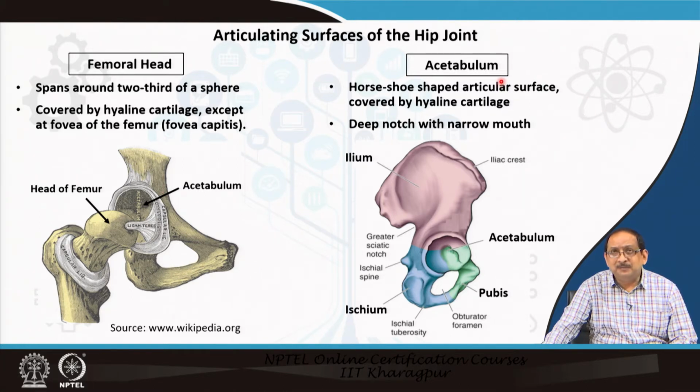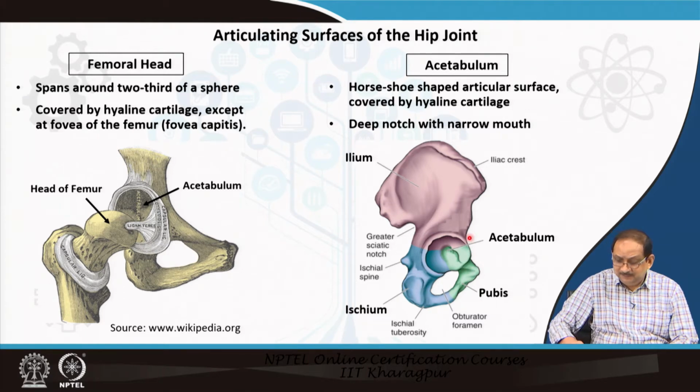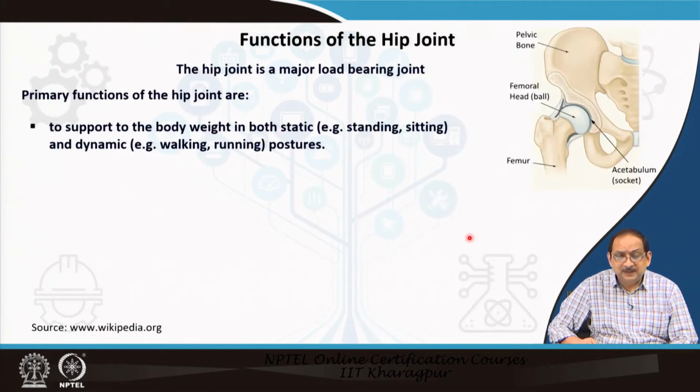Now, the acetabulum, which is the socket, is a horseshoe shaped articular surface covered by hyaline cartilage. It is a deep notch with a narrow mouth as shown in the figure. It is part of another large bone, which is the pelvic bone. So, the acetabulum is indicated here in this figure.